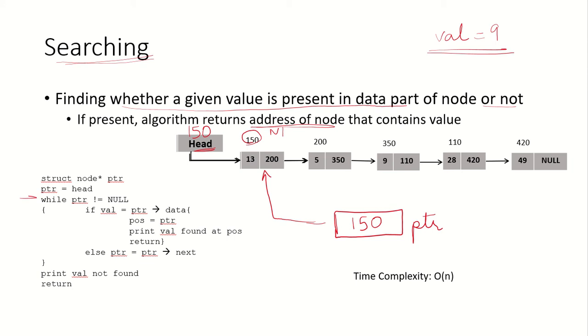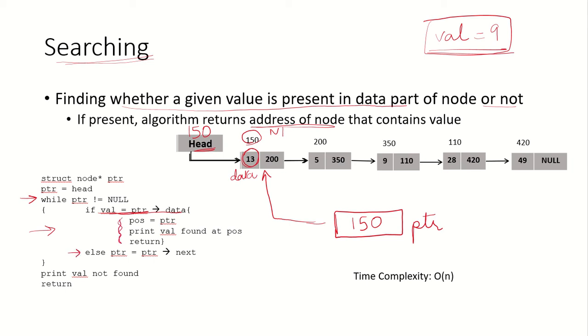So we are going to traverse the list. We will say while PTR is not null. That means we are going to visit each and every node till we find the data value. So is PTR equal to null? No, it is not. So we will enter the loop. If value is equal to PTR arrow data, is the value equal to PTR arrow data? So the value is 9 and this is not equal to PTR arrow data. This is the data part of the node. Since this is not equal, we will not execute these statements.